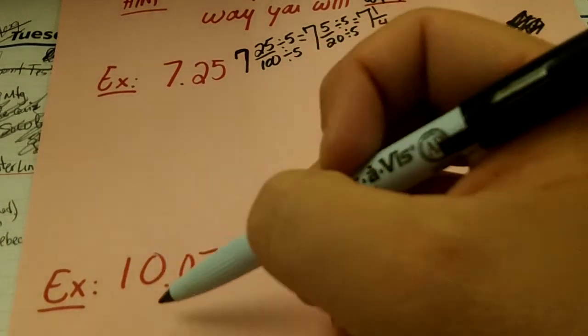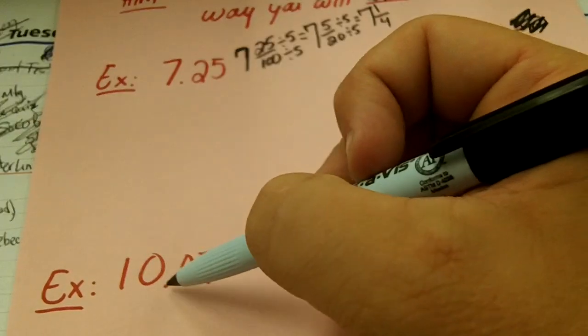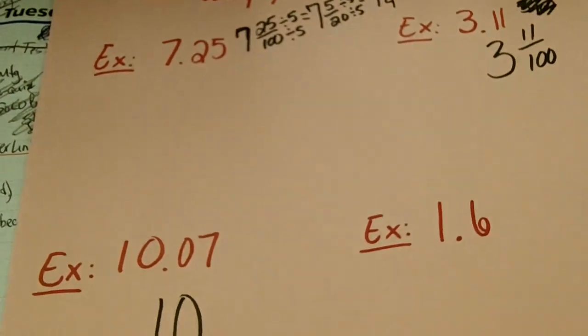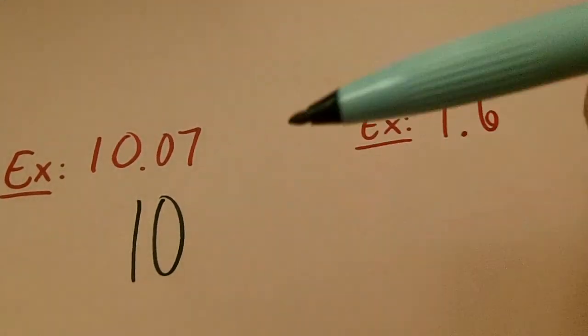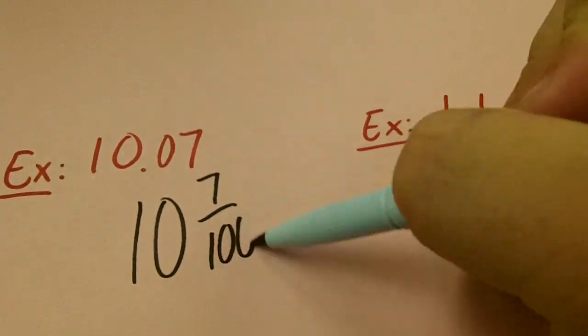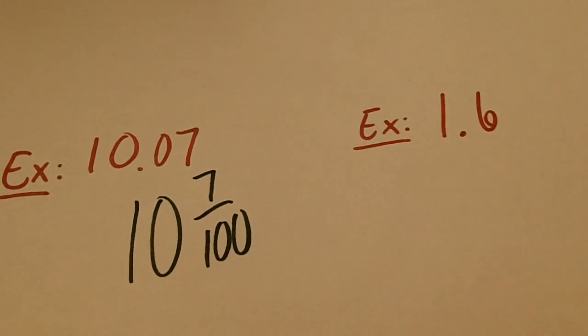Alrighty. So I'm going to start this by writing the whole number. Remember, the whole number is the value that's before the decimal point, to the left of the decimal point. So I'm going to write that as 10, and then I have 7 hundredths. So I'm going to write that as 7 over 100. Do you see anything that needs to be simplified there? Good, I don't either. Let's move on.